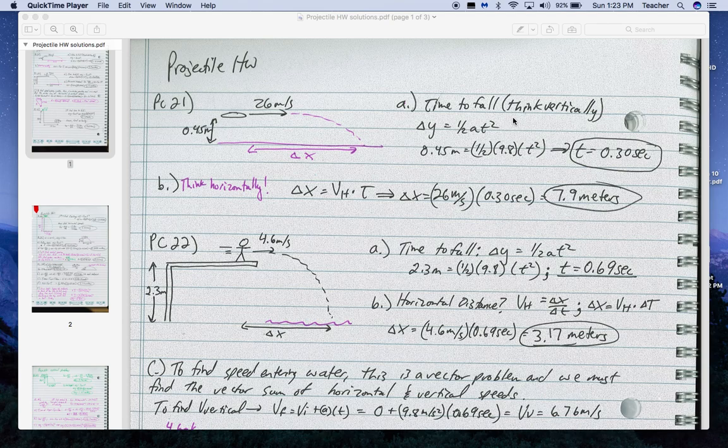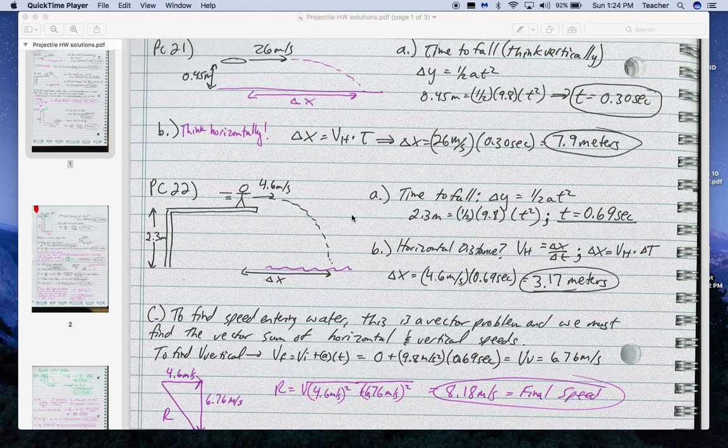For part B, if you're asked to figure out the horizontal distance before it hits the ground, there we only have one mathematical formula for horizontal motion, and I've rearranged it to solve for this. This is the average velocity formula, so horizontal velocity times time gives us that distance.